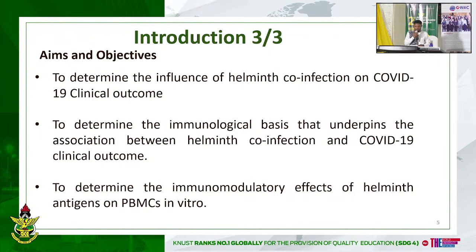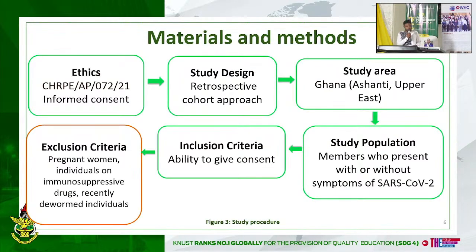So these are my study objectives. The first objective was to determine the influence of helminth co-infection on SARS-CoV-2 clinical outcomes. Secondly, to determine the immunological basis that underpins the association between helminth co-infection and COVID-19 clinical outcomes. And lastly, to determine the immunomodulatory effect of helminth antigens on PBMCs in vitro. In this presentation, I'm going to speak to the first two objectives. The third objective is still on the way. The results are not yet ready. So ethical approval was obtained for this study.